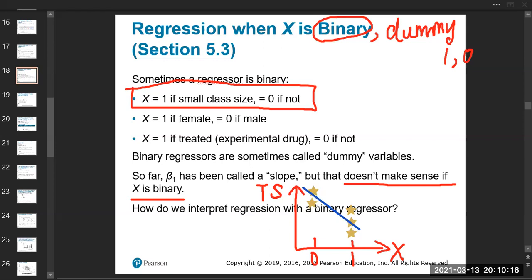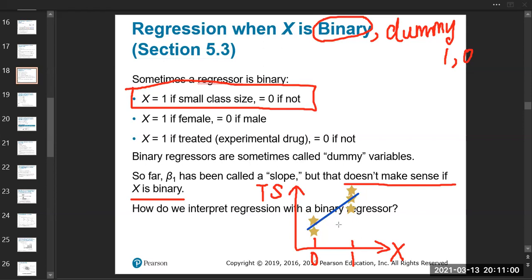Suppose we have 5 school districts. Suppose X equals 1 is small class size, then small class should have better grades. And then the large class, X equals 0, right? When X equals 1, it's small class, so I assume they have better grades. So if we draw a line, it looks like this.